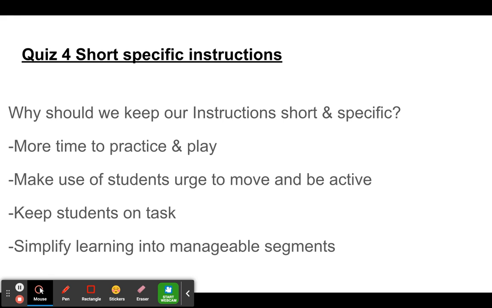Next thing, it keeps students on task and it simplifies learning into manageable pieces. Basically, taking instructions for any type of movement. Let's say it's dancing, boxing, or hitting a ball or throwing a ball, and really breaking it down so students can actually learn the skill. Okay, and making it simple and easy to learn for them.